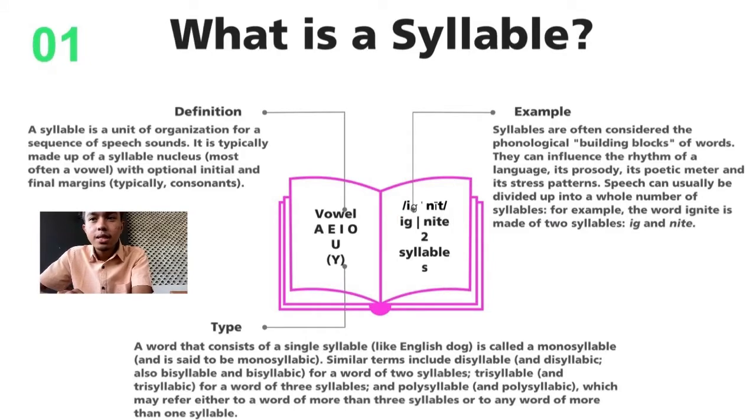So a word consisting of a single syllable, like English dog, is called a monosyllable and is said to be monosyllabic. Similar terms include bisyllable and disyllabic for a word of 2 syllables, and trisyllable or trisyllabic for a word of 3 syllables, and polysyllable and polysyllabic, which may refer either to a word of more than 3 syllables or to any word of more than 1 syllable.